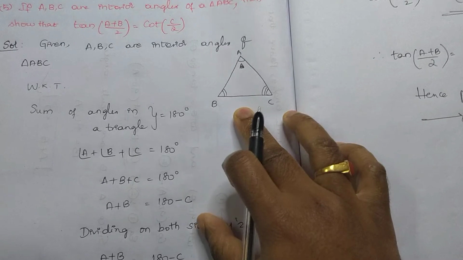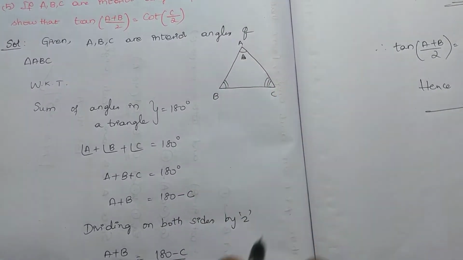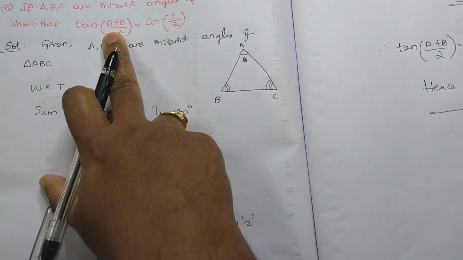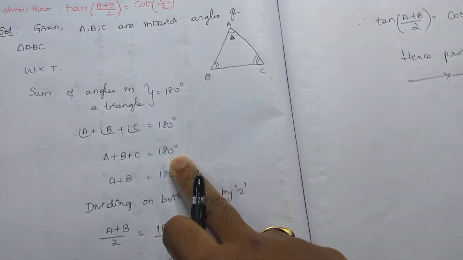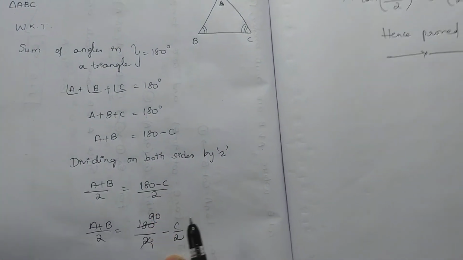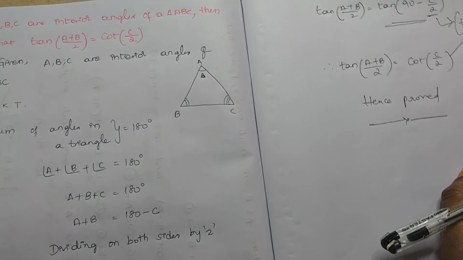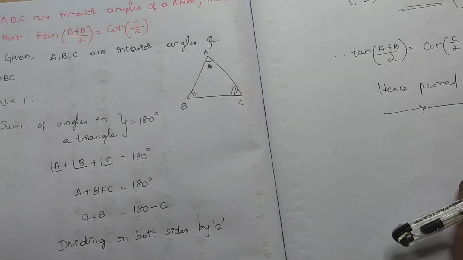Clear? So just I will tell you very briefly. With the sum of angles property, everything I did. Here you have to check what is in the required to prove part. As per that we have to proceed. Clear? Okay. So now let's solve question number 6 also.